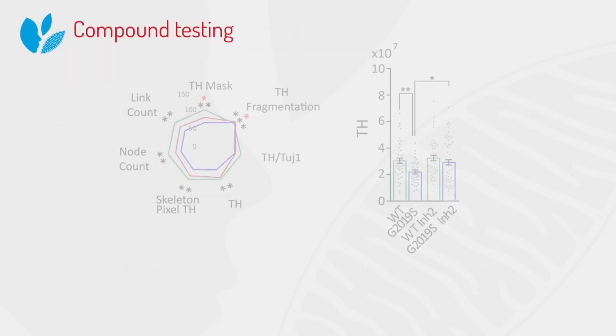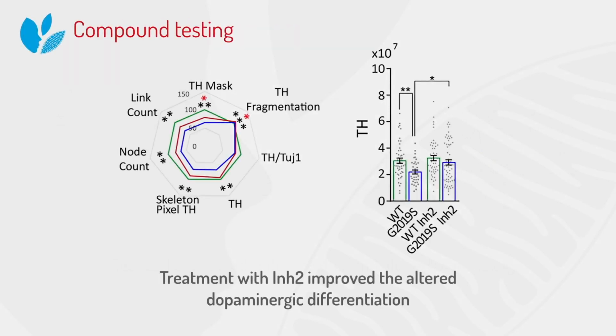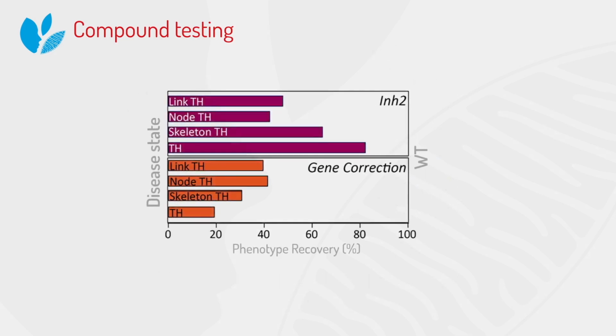As a proof of concept for a drug screening program, we used a known compound called inhibitor 2, and after testing it, we saw that the levels of dopaminergic neurons were restored in the case of the patient. When we compared the effect of the treatment against the effect of the gene correction, we saw that the effect of inhibitor 2 was stronger than the modification in the genome that we did.